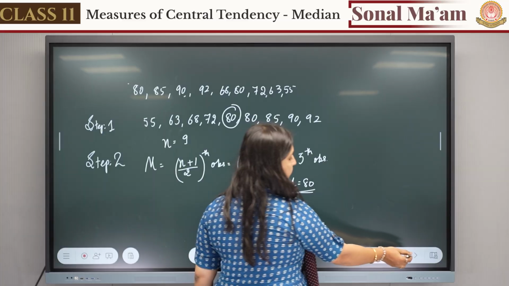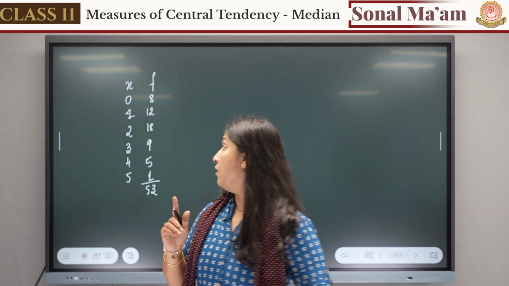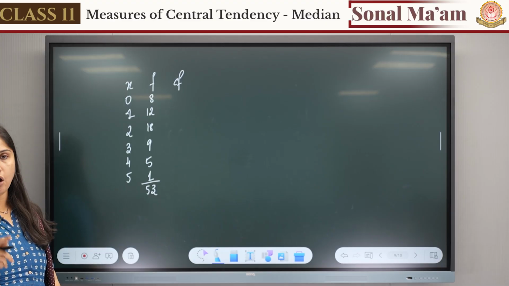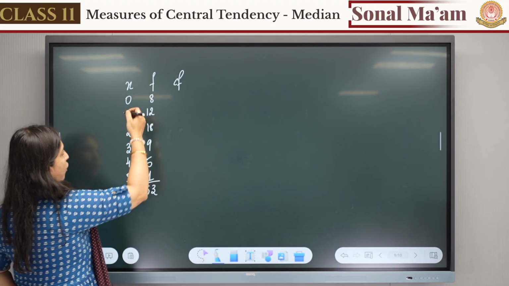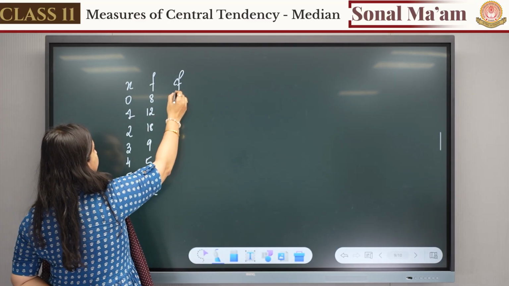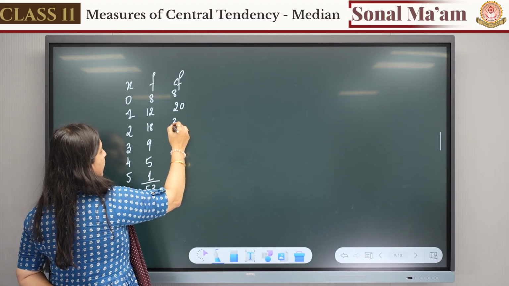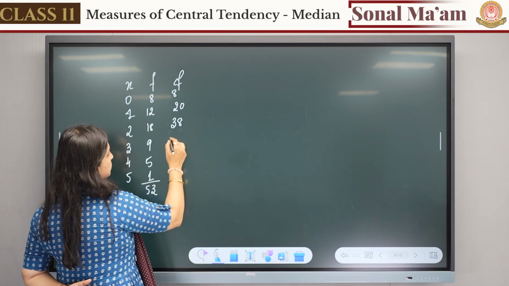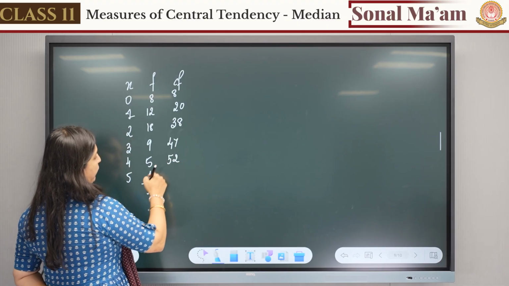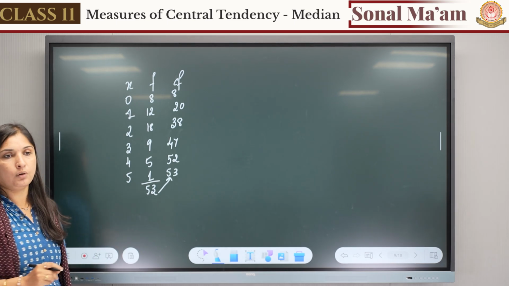Let's do one example for discrete data. Discrete data, we have the frequencies. First step, we have to find the CF column. You already have the F column. The next part is finding the CF column. In the CF column, we have to keep on adding the frequencies. The first frequency will be 8. Then 8 plus 12 will be 20. 20 plus 18? 38. 38 plus 9? 47. 47 plus 5 will be 52, and 52 plus 1 will be 53. This should match the total here, 53 should match.